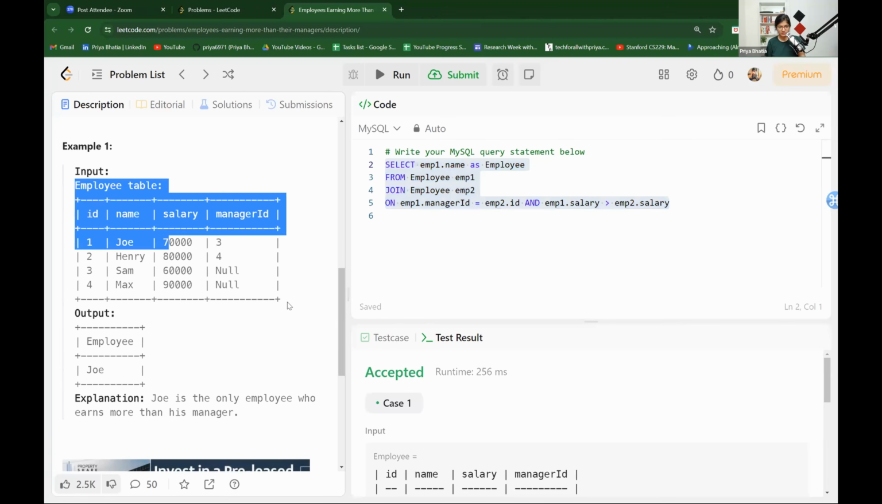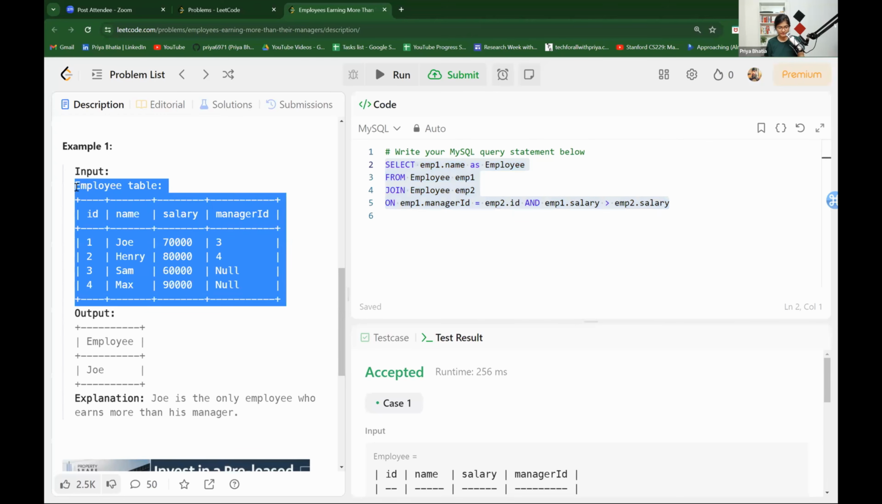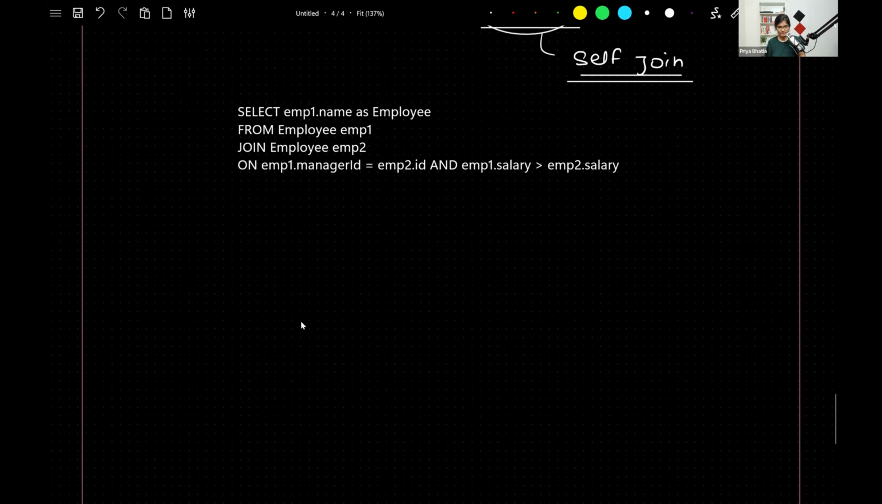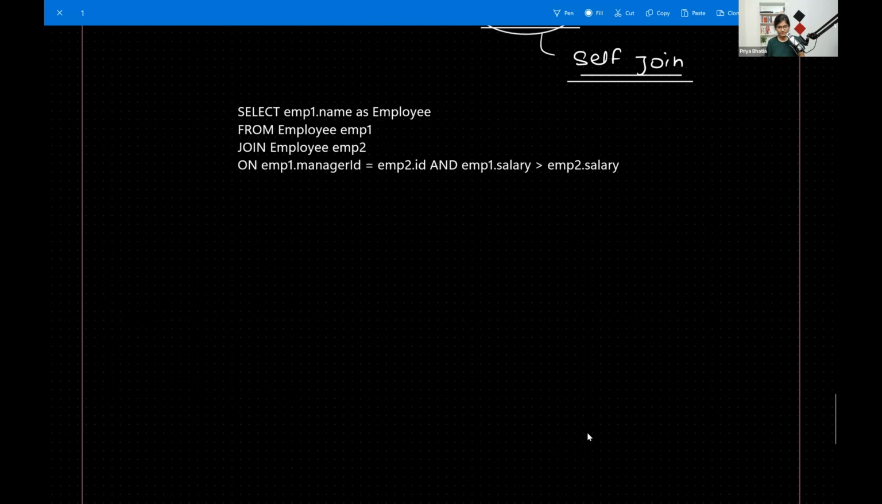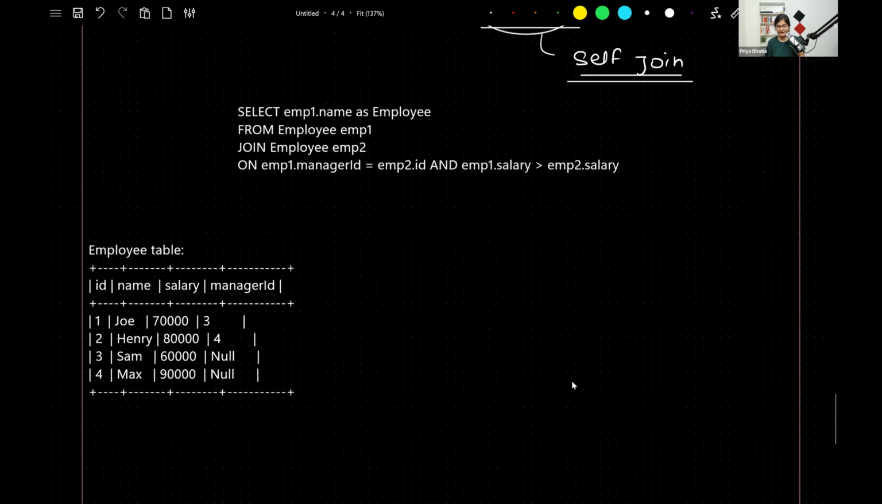I'm copying this table also, if I can. Right? This is a table given to me. I hope problem statement is clear to everyone. We are looking forward for those employees who are earning more than their managers. So we have only single table. But because we have to compare the salary of individual employees with their manager salary, that's why I got an idea that I should go for joins.